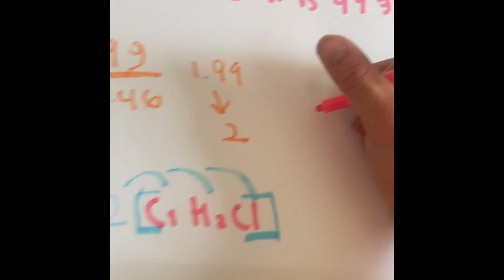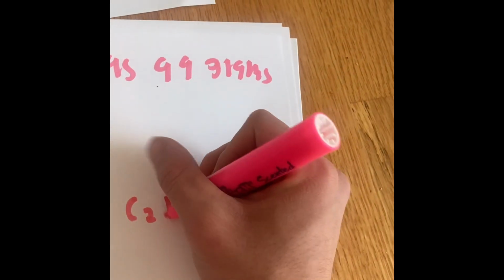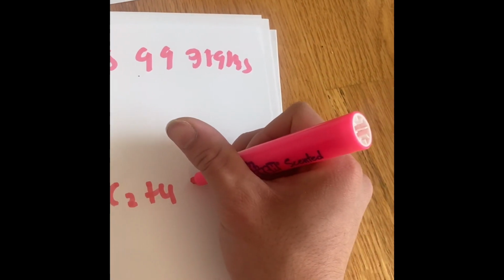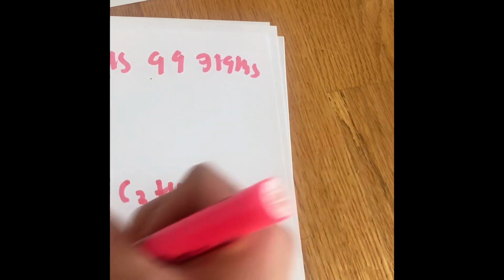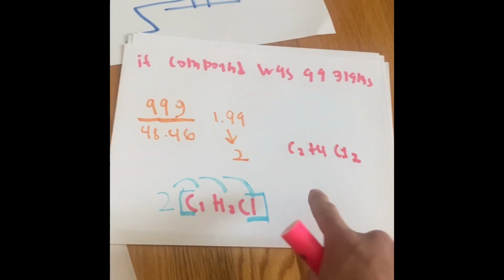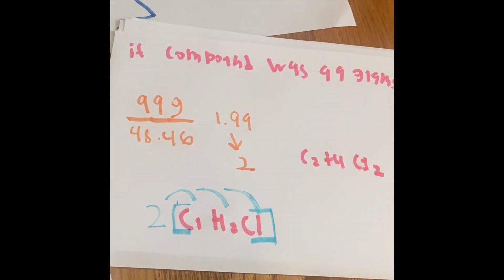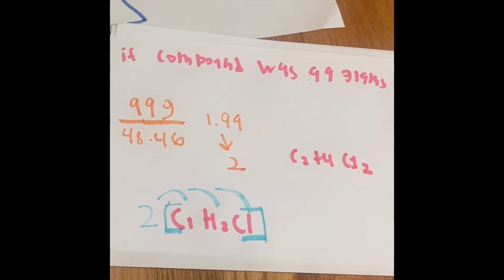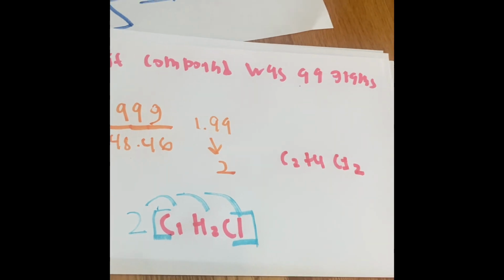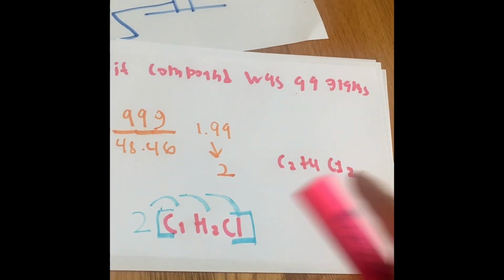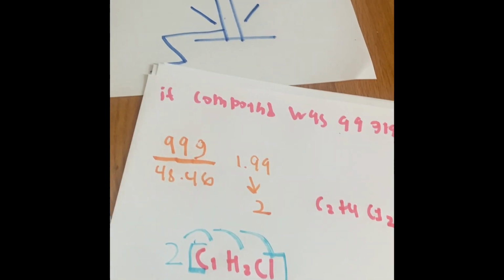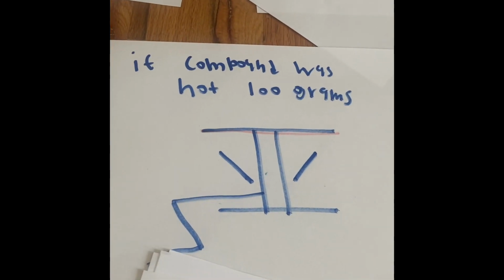It's going to become C2H4Cl2. So that's going to be our answer, C2H4Cl2. And that is how we understand how to find the formula, the empirical formula, if the compound was not 100 grams, but something else.